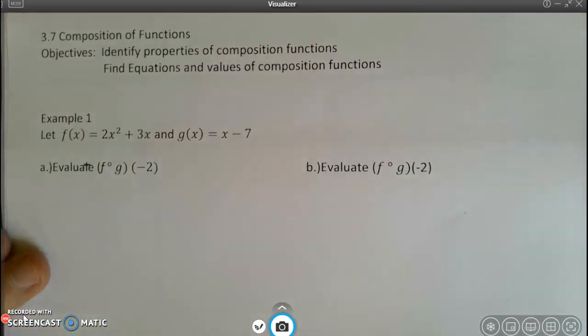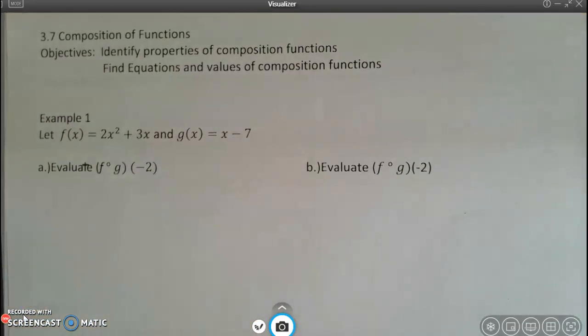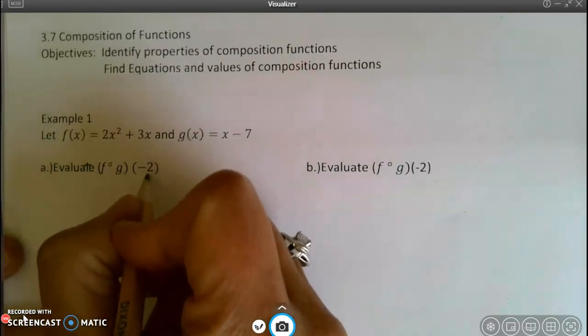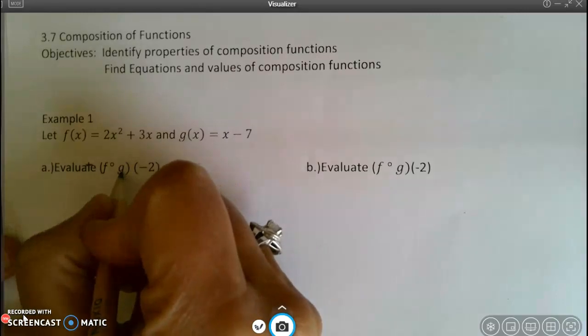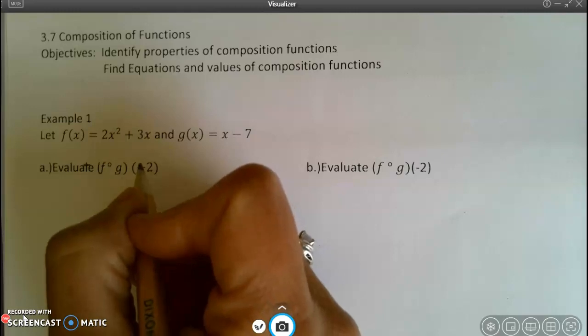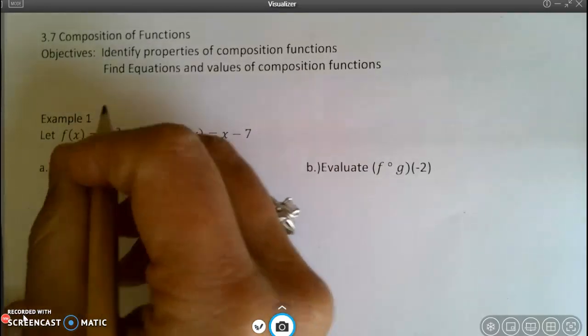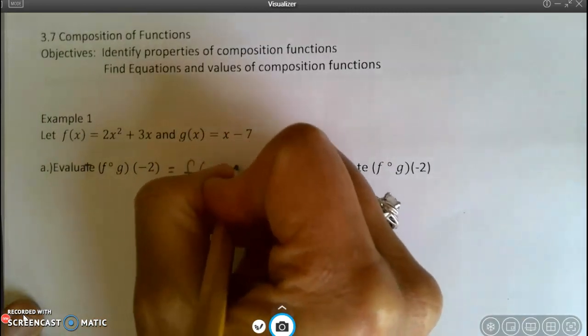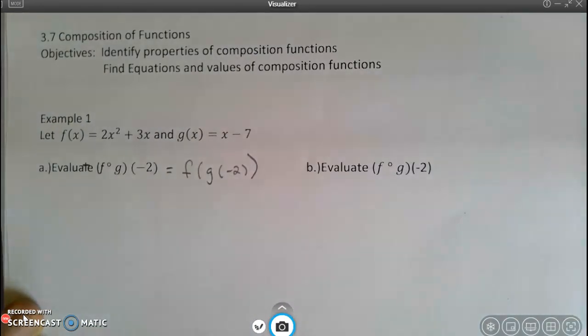Now, when you were in geometry and you learned how to do translations, you were always told to work right to left. So we're going to do the same thing here. First, we're going to start by putting the -2 into the g function, and then we're going to take that answer and put it into the f function. Right? So another way to write this that you might be more familiar with is f at g of -2.